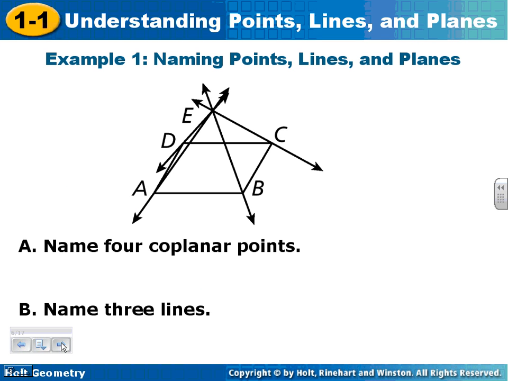Example 1. Naming points, lines, and planes. We have what looks like a pyramid, a bunch of lines running through it. Part A: Name 4 points that are coplanar. 4 points that lie in the same plane.